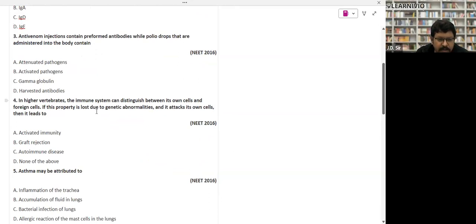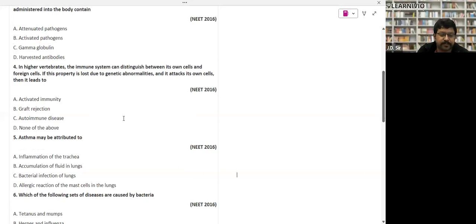In higher vertebrates, the immune system can distinguish between its own cells and foreign cells. This property is lost due to genetic abnormalities, and it attacks its own cells. Tell me, what is the disease? Easy, C. Very good. C, autoimmune disease.